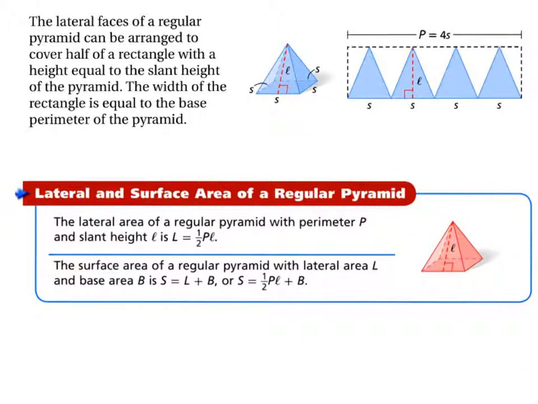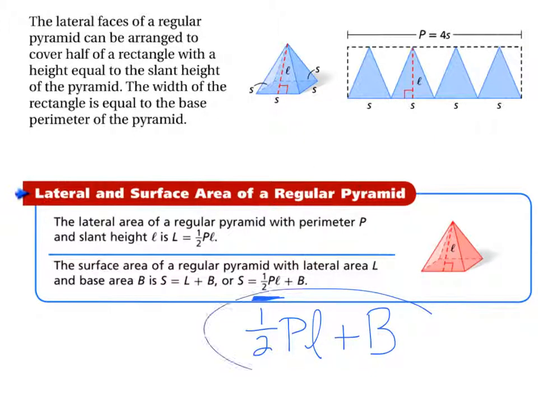The surface area of a regular pyramid with lateral area L and base area B would be the lateral area plus the area of the base. Or, if you plugged it in, the lateral area is 1/2 perimeter times slant height. So you would do 1/2 the perimeter of the base multiplied by the slant height plus the base area. This is how you find the surface area of a regular pyramid. Now, if it's not a regular pyramid, you would have to find the area of all of the sides and then add them all up.